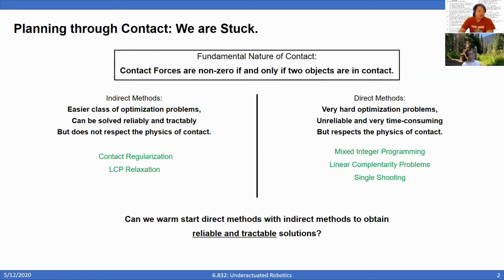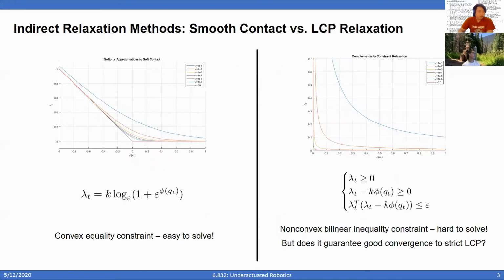We thought about how to break through this impasse, and the best way we thought was to combine the benefits of two methods by warm starting a direct method with an indirect method. For an indirect method, we consider smooth regularized contact, smoothing out the soft contact with the softplus model. It's a convex inequality constraint, in practice very easy to solve.